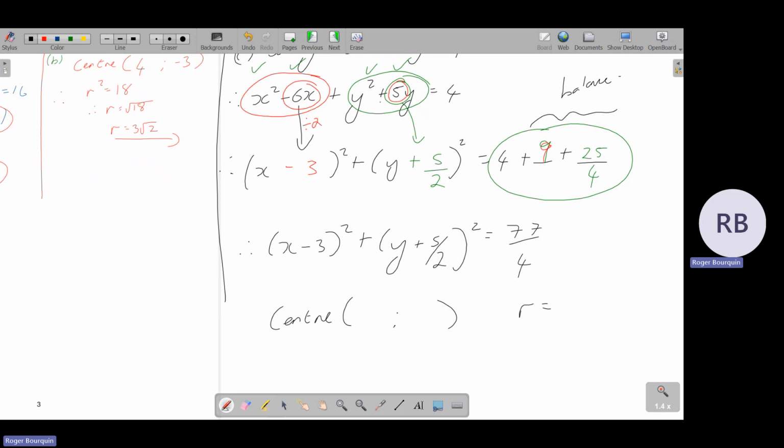So, what's the center? Will it be 3 and negative 5 over 2? Okay, 3.